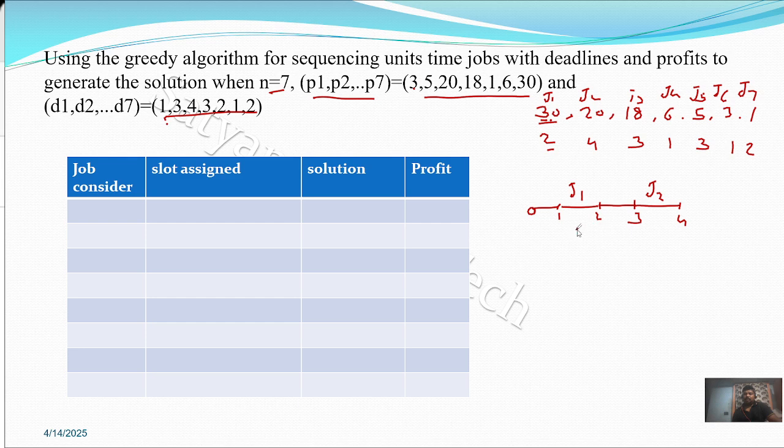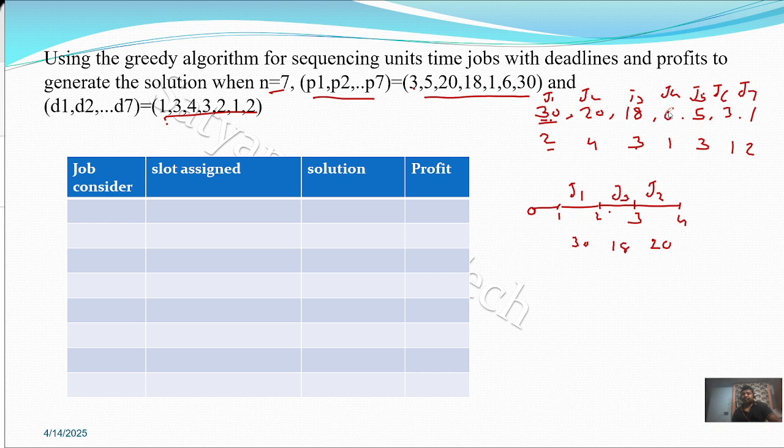You can get that profit. Here the profit is 30. Here you can complete J2, the profit is 20. Next you can consider J3 because it is the next maximum profit. The deadline is 3, so you can complete J3 here. You can get the profit of 18.